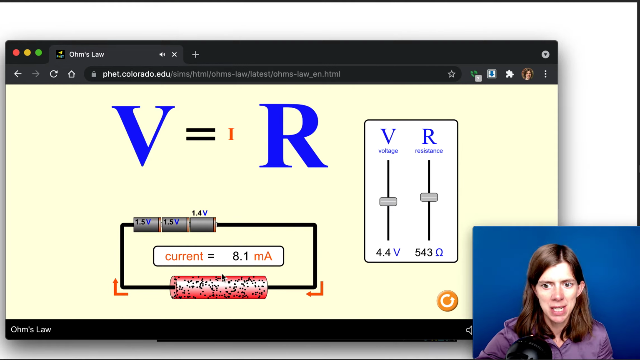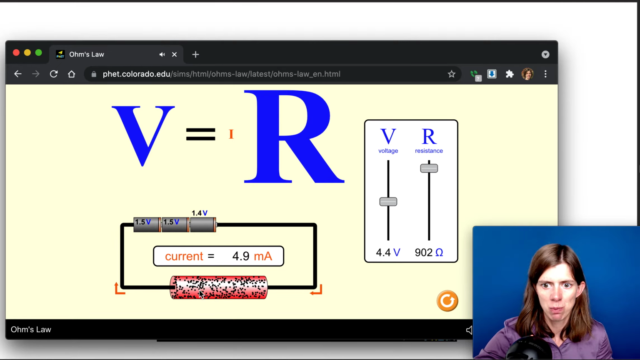We can also see in this visual, just like in the other visual in the previous video, that when you increase the resistance, there's just more stuff, more impurities in this resistor that is resisting the flow of the current.